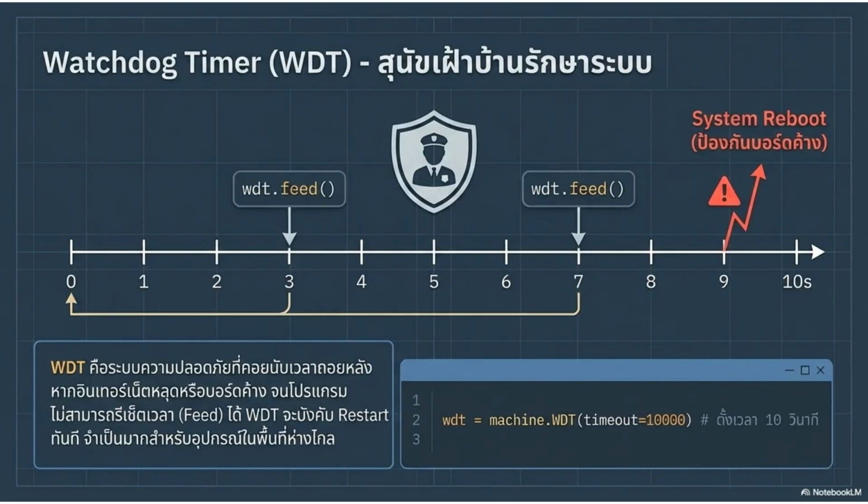The watchdog timer, or WDT, is a safety mechanism. If the main loop freezes, the WDT will force a system reboot, preventing the board from hanging. You must use wdt.feed() periodically to reset the timer.